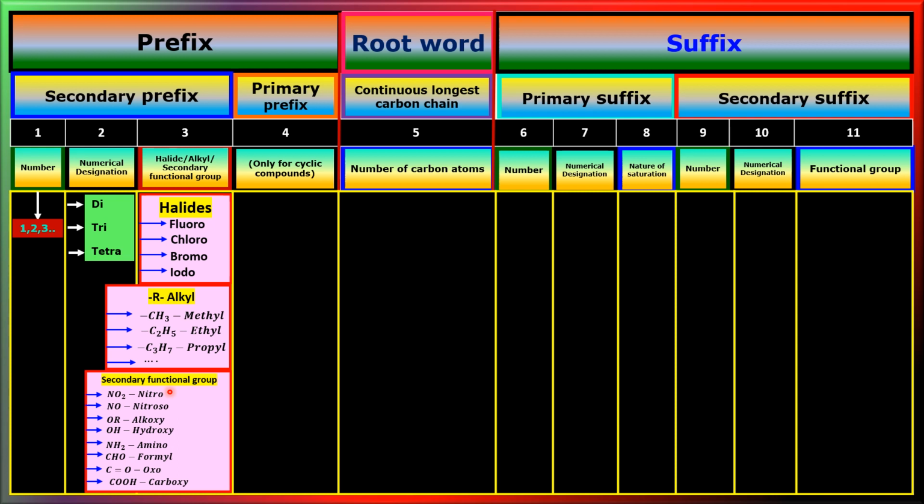Okay, in case of polyfunctional groups, only one functional group will be selected as the primary functional group, and the remaining ones will be treated as the secondary grade functional groups, and they will be represented as substituents, otherwise secondary prefixes. You will learn all those things in the next coming videos.